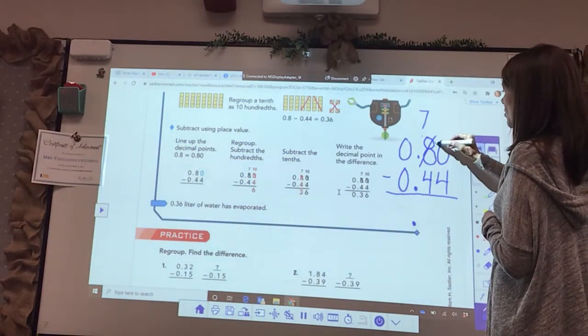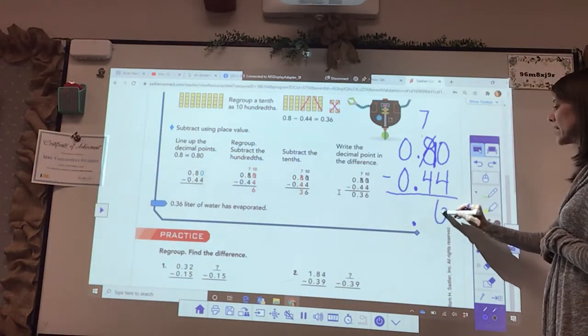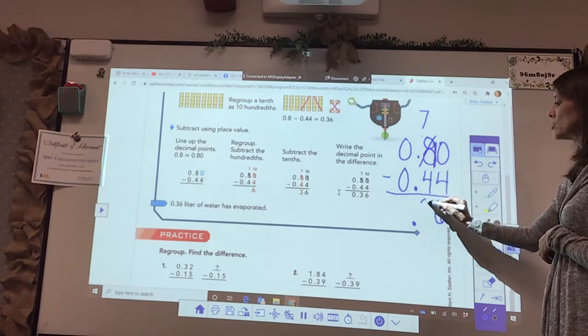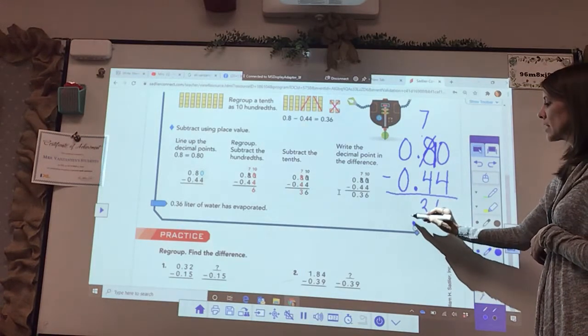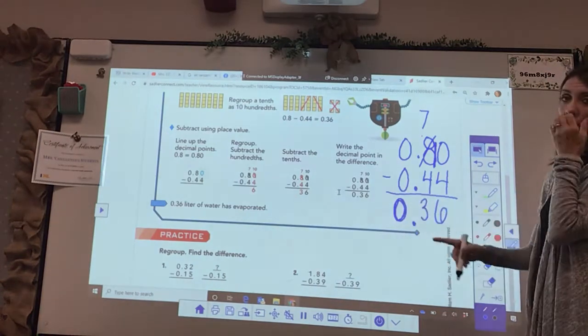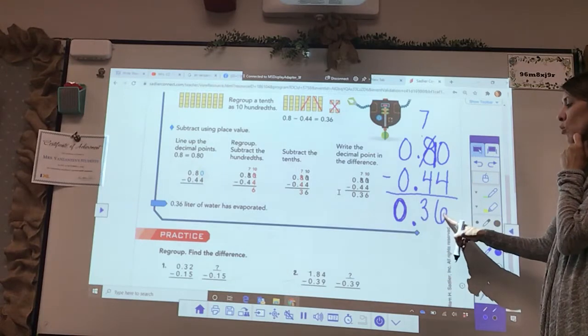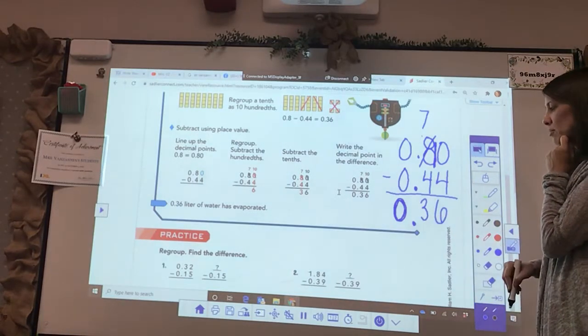So we're going to borrow from the 8, and we're going to add that right there. So this is now 10 minus 4 is 6. 7 minus 4 is 3. We have our decimal point. And we always put this 0 here if there's not a whole number. All right, so we have 0.36 or 36 hundredths.